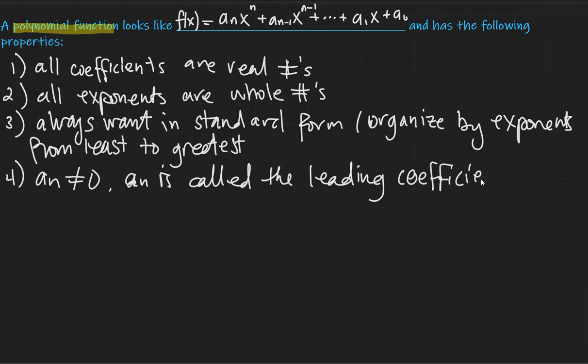I'm going to highlight that. You're going to want to remember what leading coefficient is because we're going to need it for the rest of this section, really for the rest of this chapter. A sub n is called the leading coefficient.